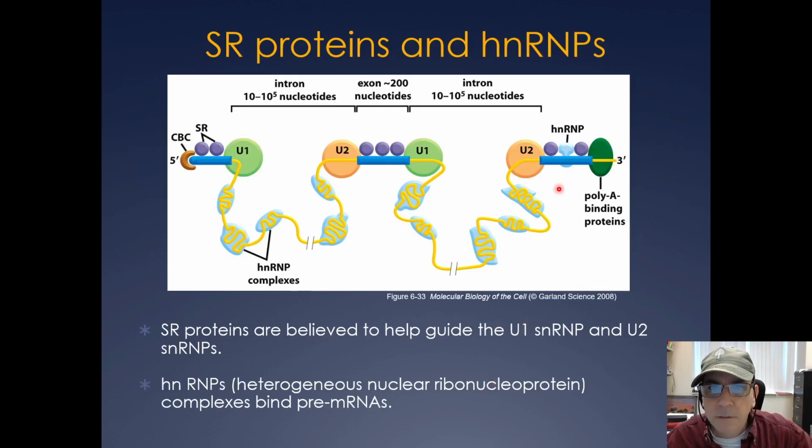Some other proteins that are involved in splicing are SR proteins and hnRNPs, or heterogeneous nuclear ribonucleoproteins. And so, here you have basically an intron. The hnRNPs are bound to the intron. U1 and U2 will bring this together and splice it. The SR proteins actually bind to the exons. And also on the 3' end of the mRNA transcript, you're going to have poly-A binding proteins. And we'll see in a second how the poly-A gets added to the end of the mRNA transcript.